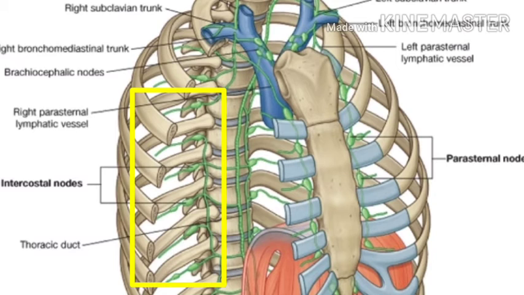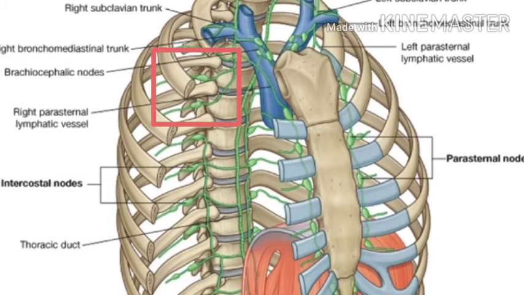Posteriorly, there are intercostal nodes. The superior intercostal nodes, which are present adjacent to the vertebra and in between the ribs, drain directly into the bronchomediastinal trunk, that is, the right and the left bronchomediastinal trunk.